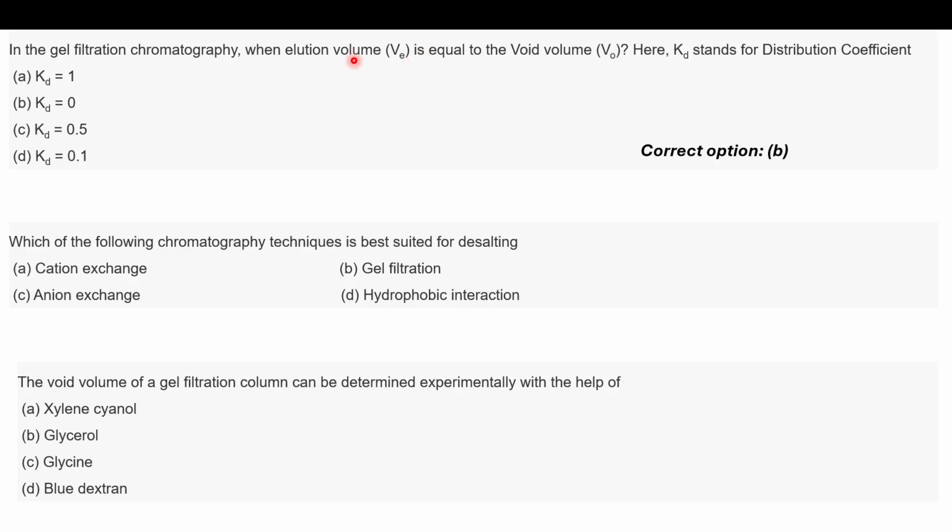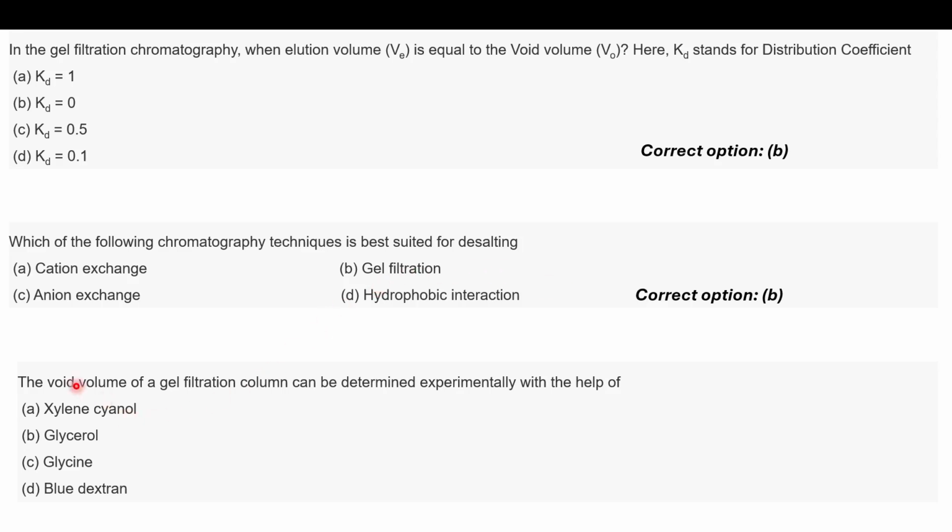Okay. Next, which of the following chromatography techniques is best suited for desalting or buffer exchange? What will be the answer? We just looked at different types of gel filtration, like preparative SEC and analytical SEC, for desalting or buffer exchange. Salts are eluting out at the end, right? So the answer will be gel filtration, option B.